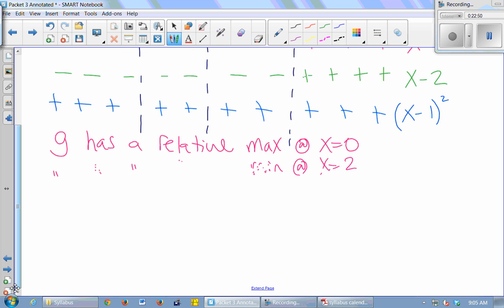So 0, relative max of 0. So relative maximum of 0. That's the actual maximum value. And a relative minimum at x equals 2 of 4. Minimum of 4 happens at x equals 2. So we got these guys by plugging into G.